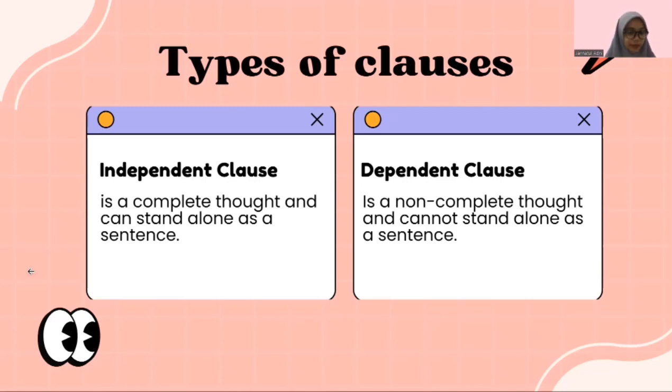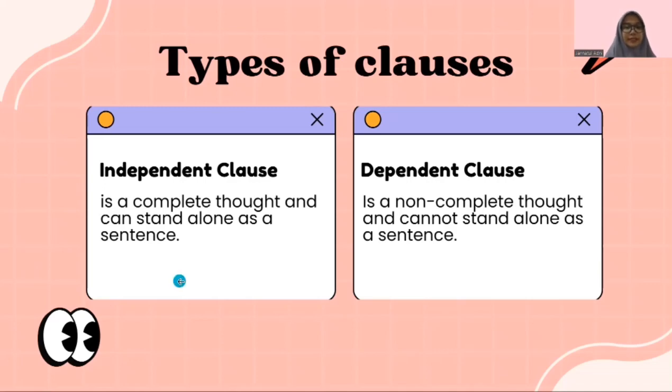For example, the independent clause: I like reading books. It shows that the idea has been expressed completely in this independent clause, so it can stand alone as a sentence. For example, the dependent clause: because I'm interested in literature. We can see that it is not a complete thought and it cannot stand alone as a sentence because it isn't clear. So because of that, we have to combine the independent clause and the dependent clause to make a complete sentence. Example: I like reading books because I am interested in literature.